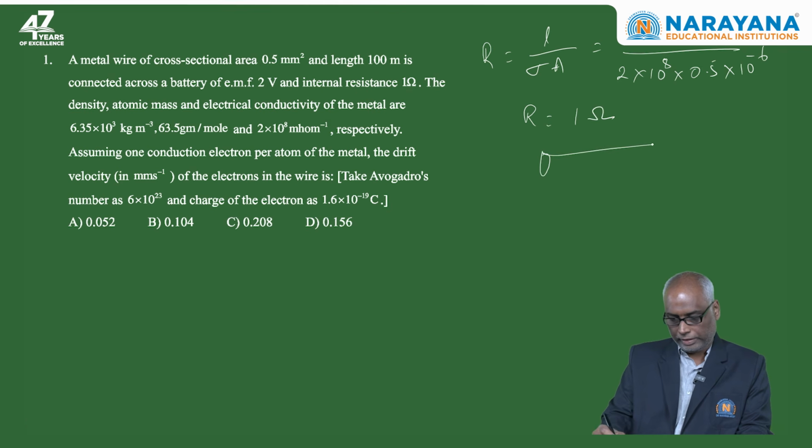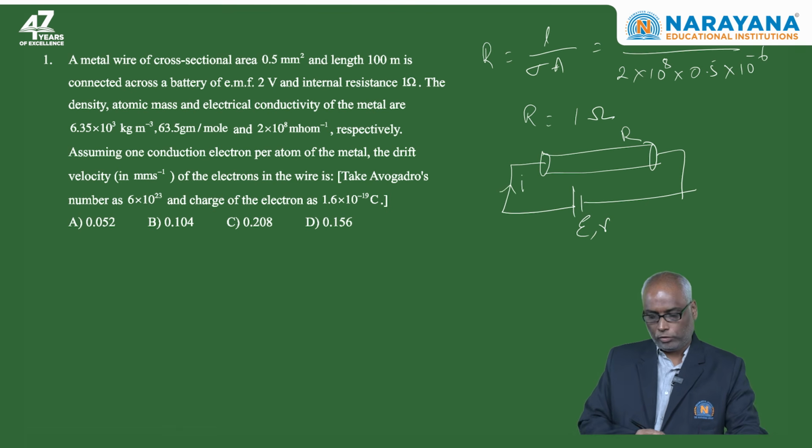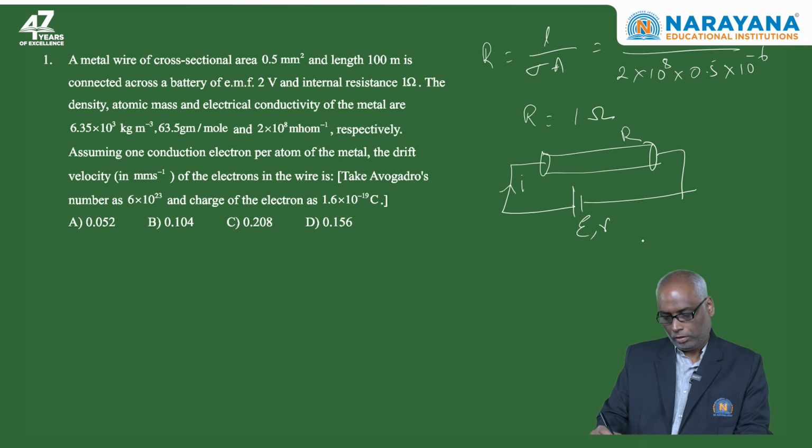So, if this is the conductor, it is connected to a cell. EMF of the cell is E, internal resistance is small r. Resistance of this particular conductor is R. The current in the conductor is I. The current is EMF divided by total resistance. EMF is 2 volts, internal resistance is 1 ohm and resistance of the conductor is also 1 ohm. So, the current becomes equal to 1 ampere.